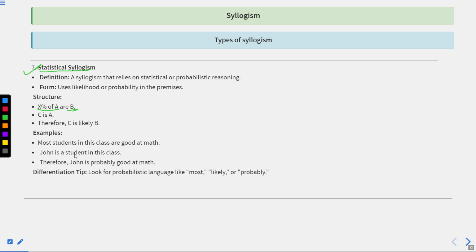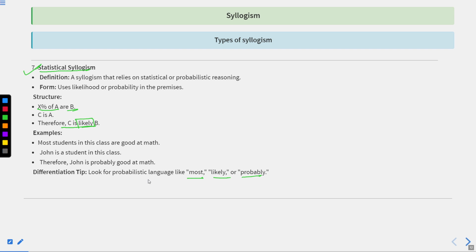So यहाँ पे statistical syllogism में what we need to understand here is that the words likely, possibility, probability will be there. Mostly likely, probably, possibility. Because what we are talking about is statistical syllogism, in which there is a percentage involved.